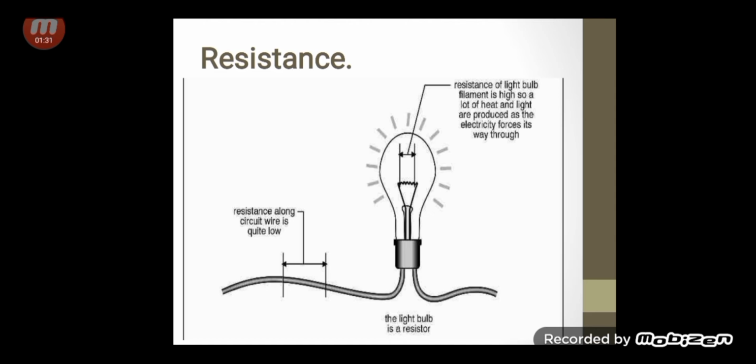For example, in this diagram, look at the resistor, that is the bulb. The bulb is a resistor. The resistance of a light bulb filament is high, so a lot of heat and light are produced as the electricity forces its way through. Similarly, resistance along circuit wire is quite low.